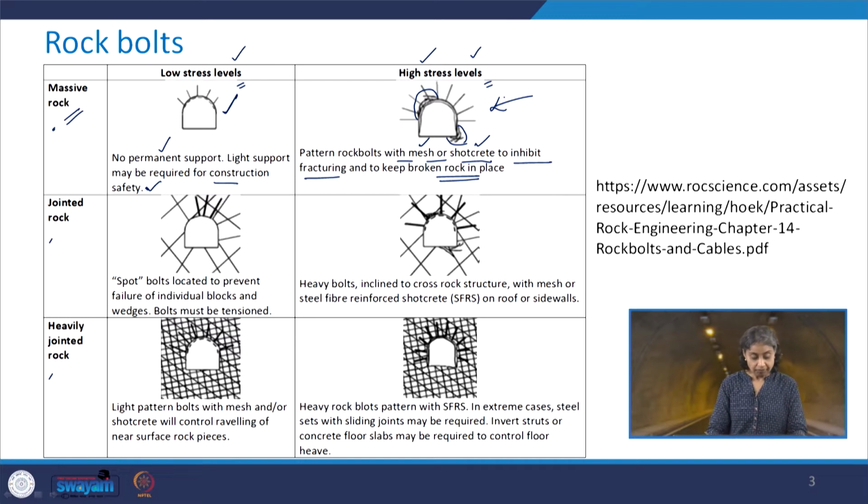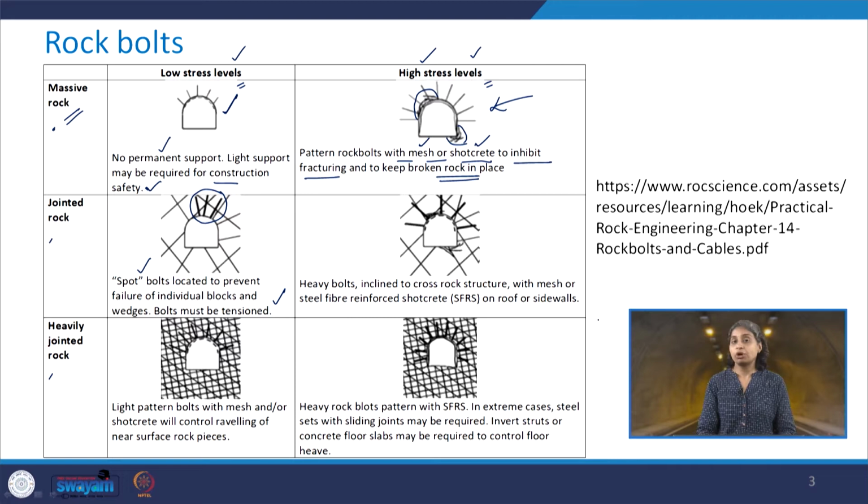In the case of jointed rock with low stress levels, spot bolts are installed, located to prevent the failure of the individual blocks and wedges. You see that here the rock bolts are provided only in this area or zone, therefore we call it spot bolting. Of course, after the installation, the bolts must be tensioned.